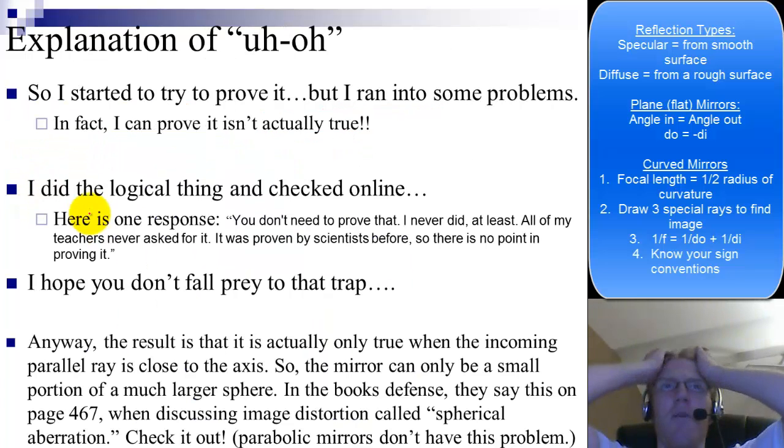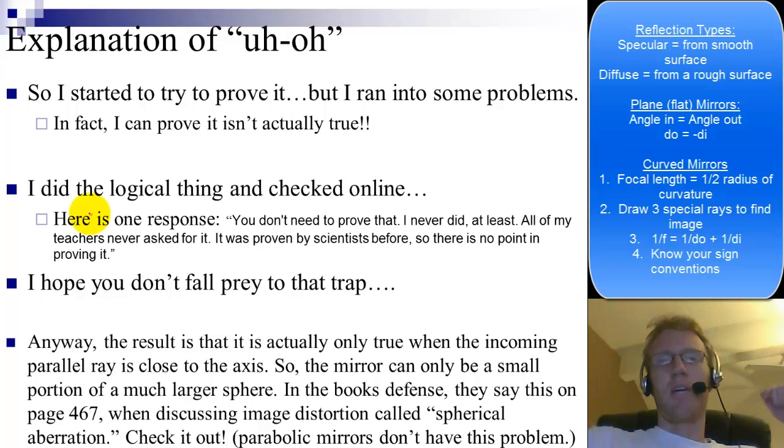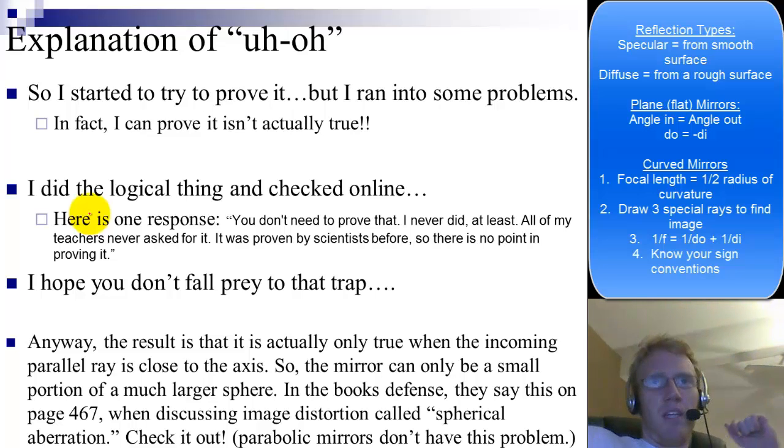So I spent some time trying to figure out what was going on. I looked in the book. I looked online. So let's check this out. I think this is not a waste of your time, I hope, but bear with me for a couple of minutes. So I did the logical thing, and I checked online.